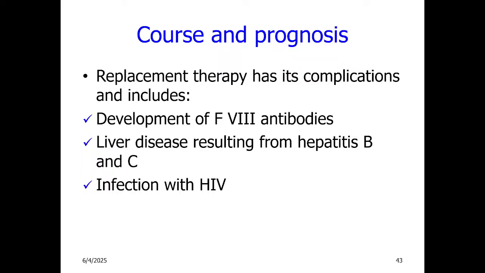Course and prognosis. Replacement therapy has its complications, which include development of factor VIII antibodies. Repeatedly we give factor VIII, then the body will make antibodies against factor VIII. Those are called inhibitors. Liver disease resulting from hepatitis B and C. Plasma derived factor VIII also may have some hepatitis or viral component, and that may lead to viral infections, may spread like blood components do, but recombinant factor VIII will not have this risk. Infection with HIV.